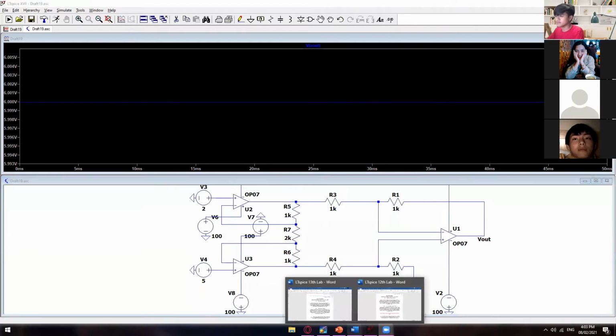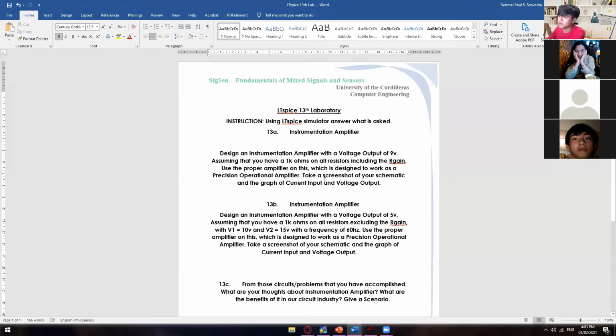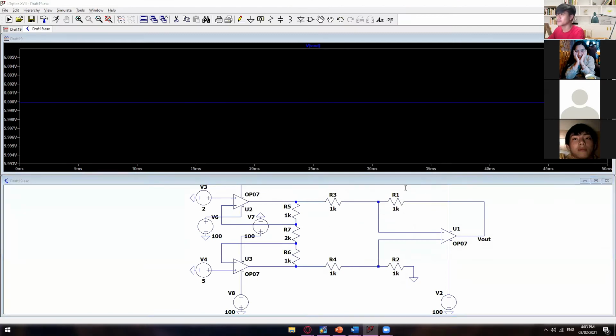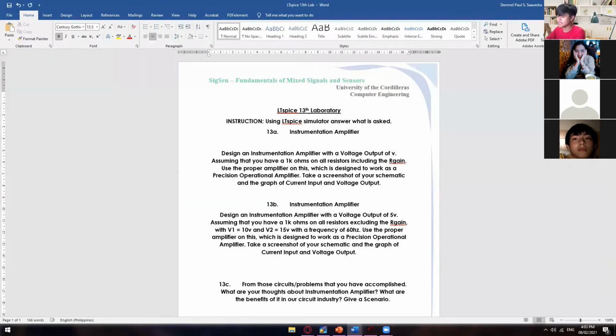All right, so let's introduce your laboratory number 13. Okay, so your 13A says here, design an instrumentation amplifier with a voltage output of 9 volts. But we have accidentally gotten a result of 9 volts in here. So instead of 9 volts, I would like you guys to have an output of 20 volts. Okay, a voltage output of 20 volts.